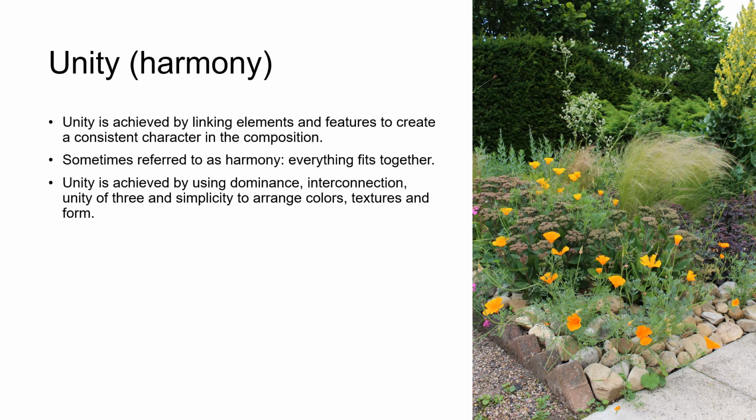Unity is achieved by linking design elements and landscape features to create a consistent character in the composition. Unity is sometimes referred to as harmony, meaning everything fits together. Unity can be achieved in a variety of ways by using dominance, interconnection, unity of three, and simplicity to arrange colors, textures, and form.